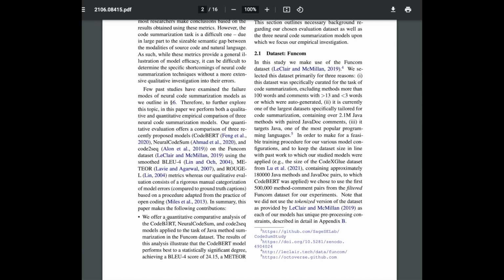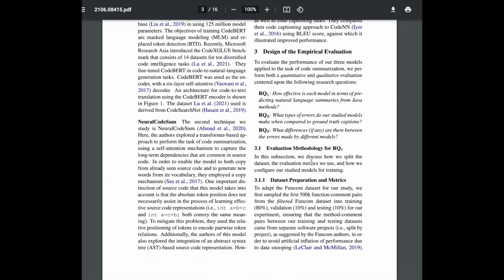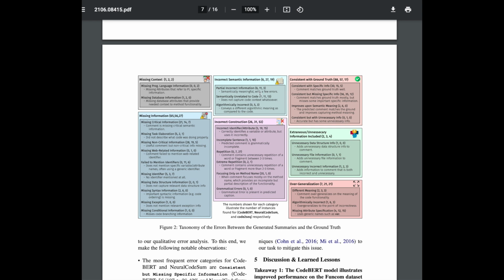So they're studying the CodeBERT model, NeuralCodeSum, and Code2Seq that is operating over this Java data set where you have 2.1 million Java methods with paired Javadoc comments, and the authors are inspecting what is generated and what they can learn about the errors that are being made. So in the end, they provide this table of different kinds of errors: missing context, missing information, incorrect semantic information, and so on. And this might help understand, maybe you could better curate data or use data augmentation, or things that you can learn from analyzing the failure modes manually to see what's happening with the text generation.